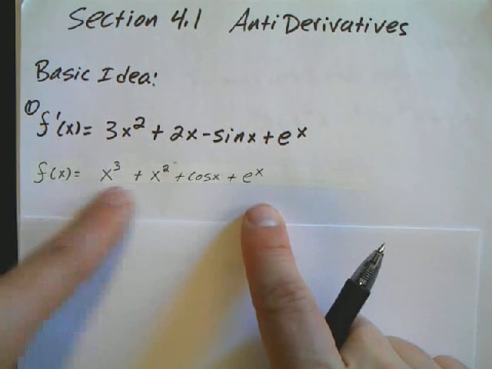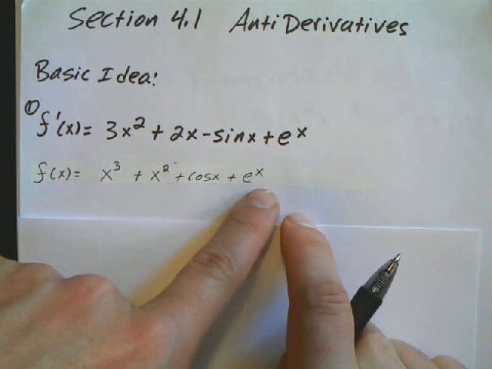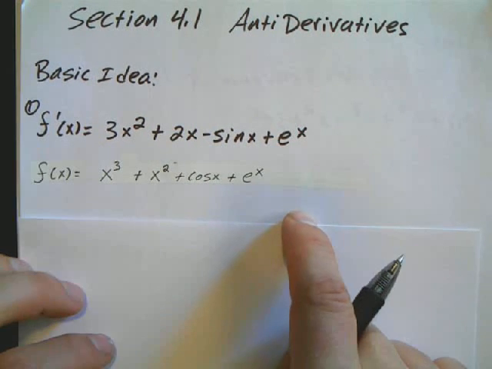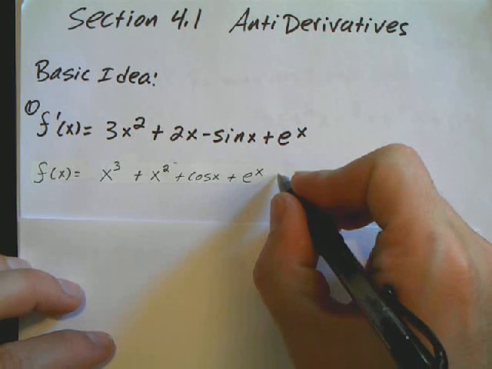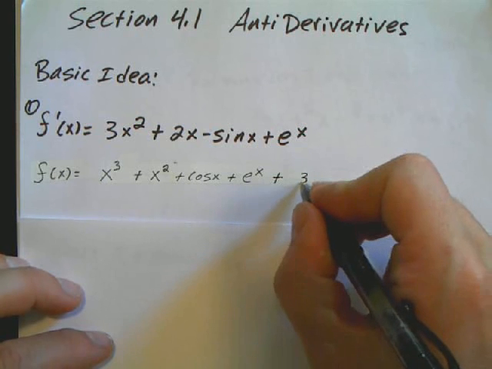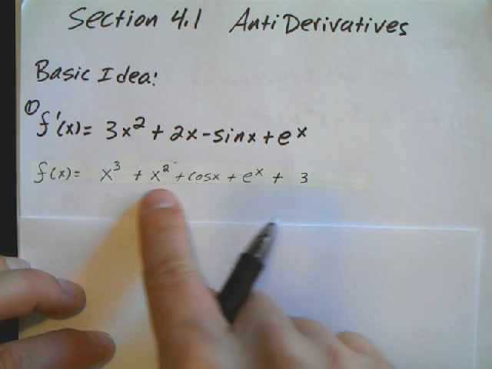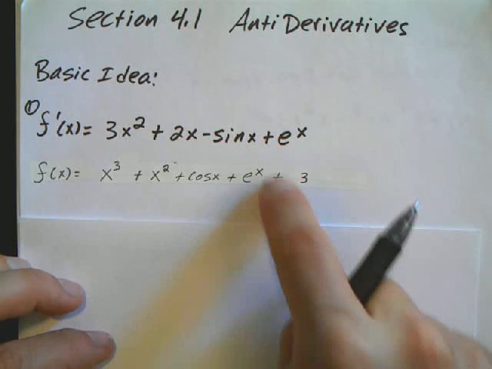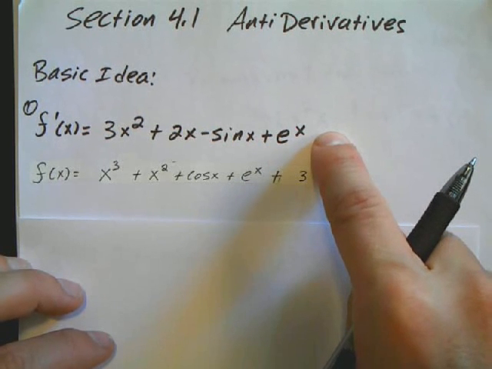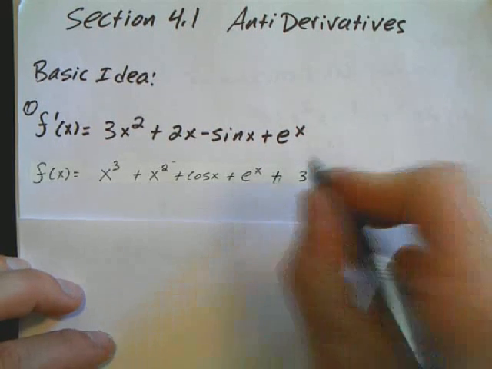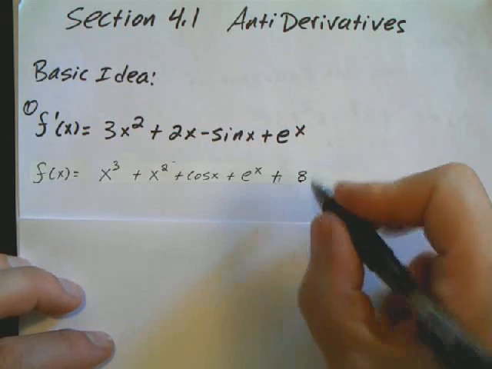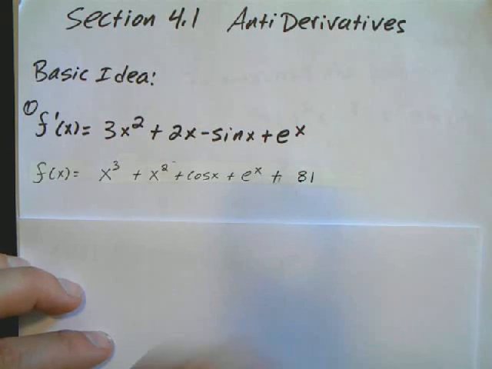This is my function, and if I take a derivative of all this, I end up with f prime equal to that. But who's to say that I don't have some constant in my function, let's say plus 3? Because if I derive all of these terms, this 3 would turn into 0 and wouldn't show up in my derivative. But how do I know the constant was 3? What if it could have been 8? Or maybe 81? Or maybe 181?